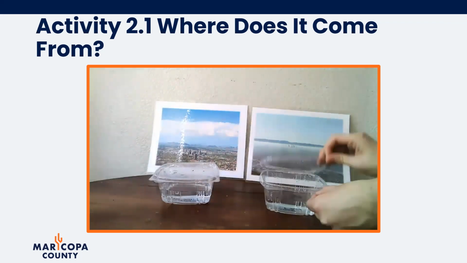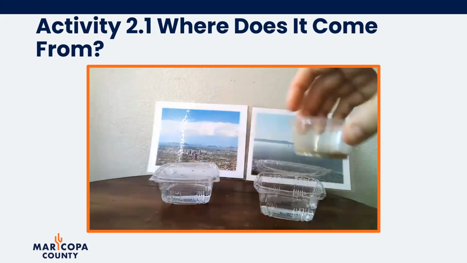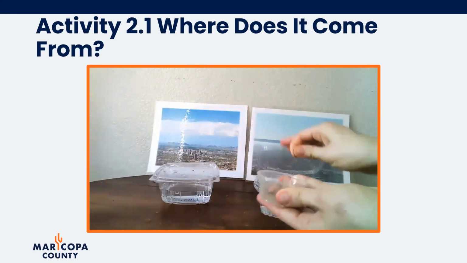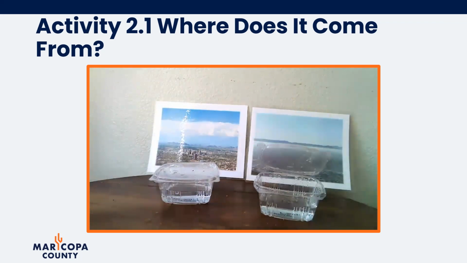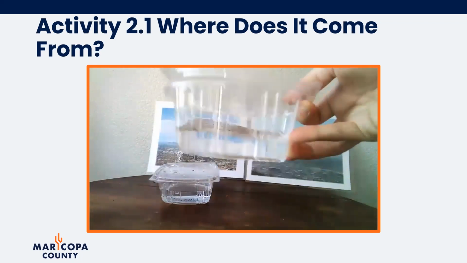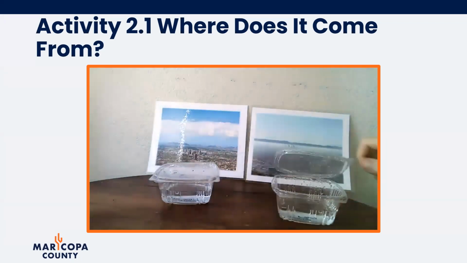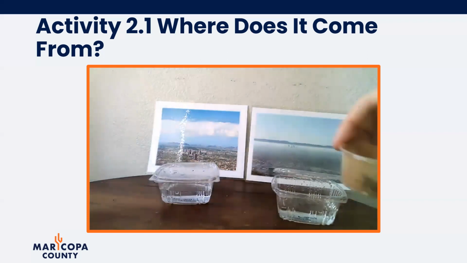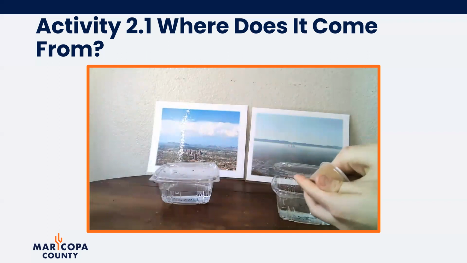Next, you will discuss air pollutants: dust, smoke, car exhaust, and factory pollution. As you discuss each pollutant, student volunteers will add them to one deli container. So here you can see that we're adding black pepper to represent dust. Next, we'll add cinnamon to represent smoke.